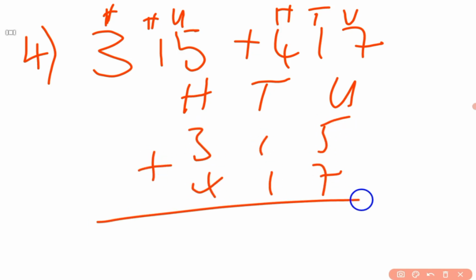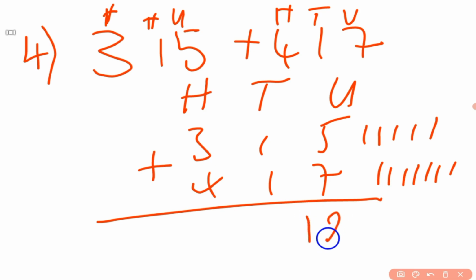You are adding. So you now add 5 plus 7. What does it give you? 12. Now, please, I would like you to pay attention to what I want to say here again. The answer is 12. So you are not going to write 12 here. You are going to write 2.